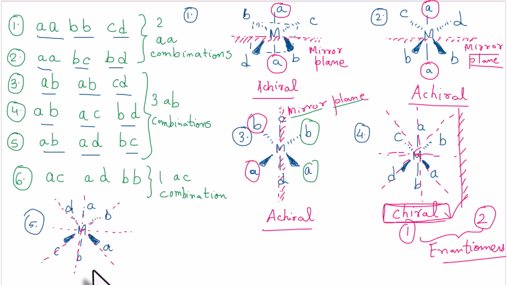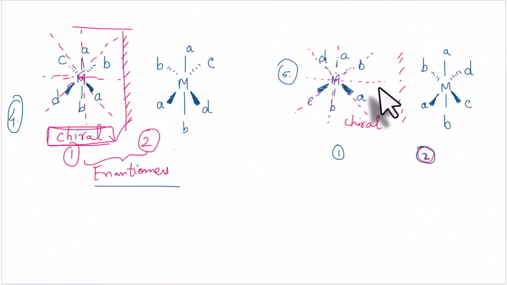So this is again a chiral structure arising from the fifth ligand combination, which is AB, AD, BC. And this will again give rise to an enantiomer, which is the mirror image. Okay, so you can see I have drawn the mirror image, the enantiomer of this structure 5. So we have this chiral molecule, structure 5, which has the enantiomers.